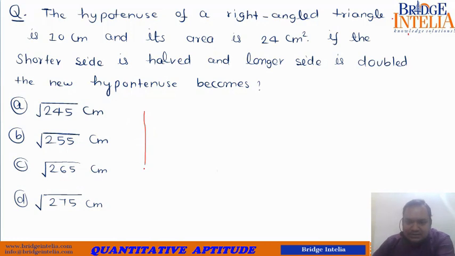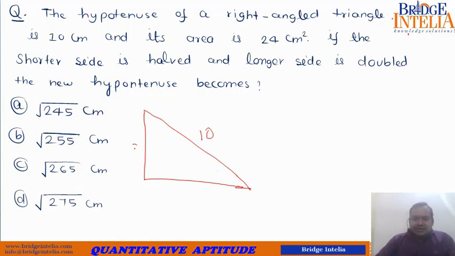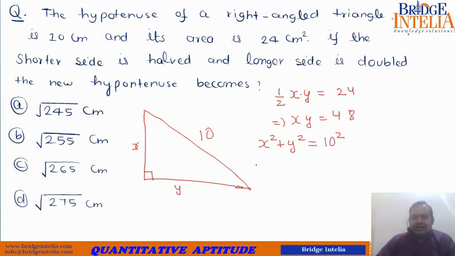So let's suppose this is a right angle triangle. This is 10, let this be x, this be y, this is 90 degree. The area is said to be 24 centimeter square. That means half into x into y, half into base into height, is given to be equal to 24. So from here xy is equal to 48. Also x square plus y square will be equal to 10 square. So x square plus y square is equal to 100.